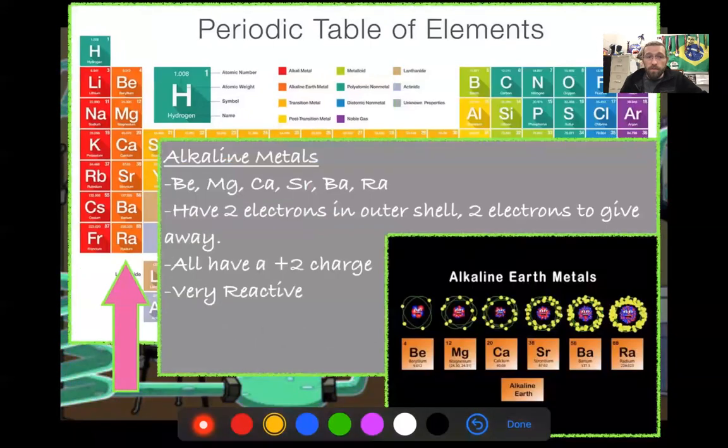But then when you get to, say, the alkaline metals, which is beryllium all the way down to radium down here, well, they have 2 electrons floating around the outer shell, and they still want to get rid of those 2 electrons, but it's harder to find somebody, another element, looking for 2 electrons. So they're not as reactive. But they all have, again, similar characteristics.